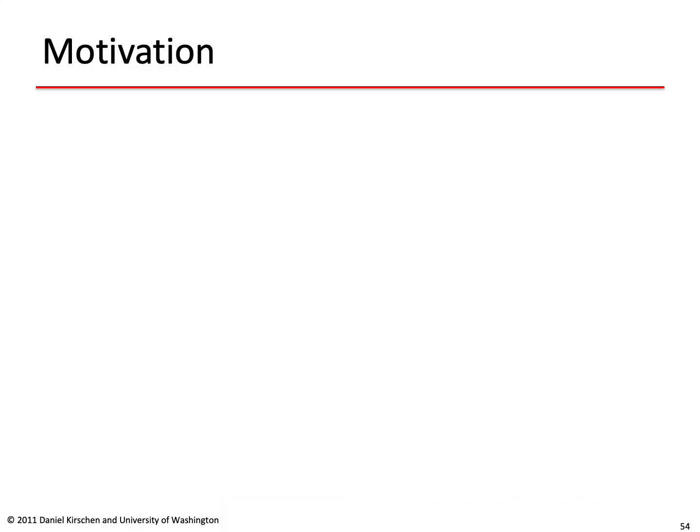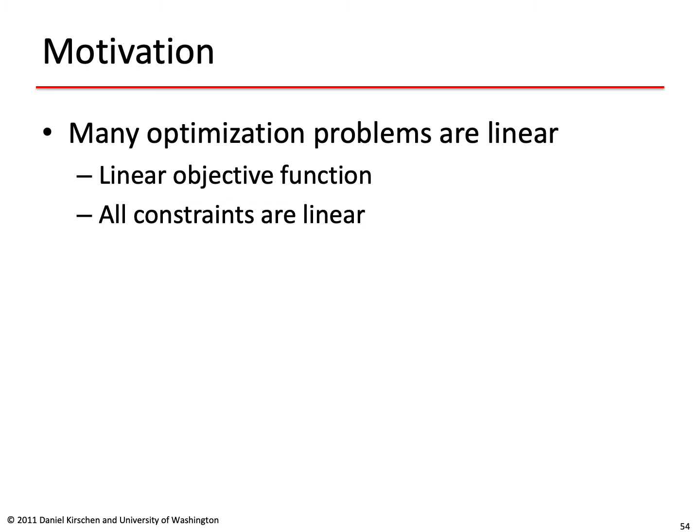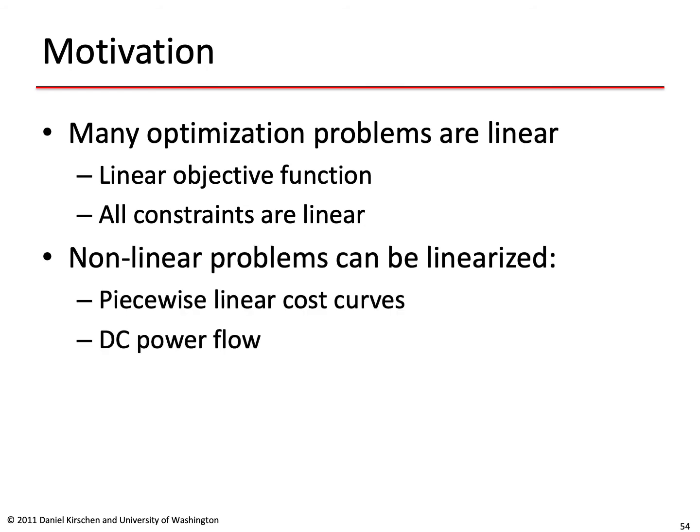So why do we use LP? Well, to start, many optimization problems are linear. And by a linear problem, I mean a problem where both the objective function and all the constraints are linear functions of the decision variables. Other problems are nonlinear. That means that the decision variables appear as squares, cubes, square roots in the objective functions or in the constraints. But those problems can be linearized.